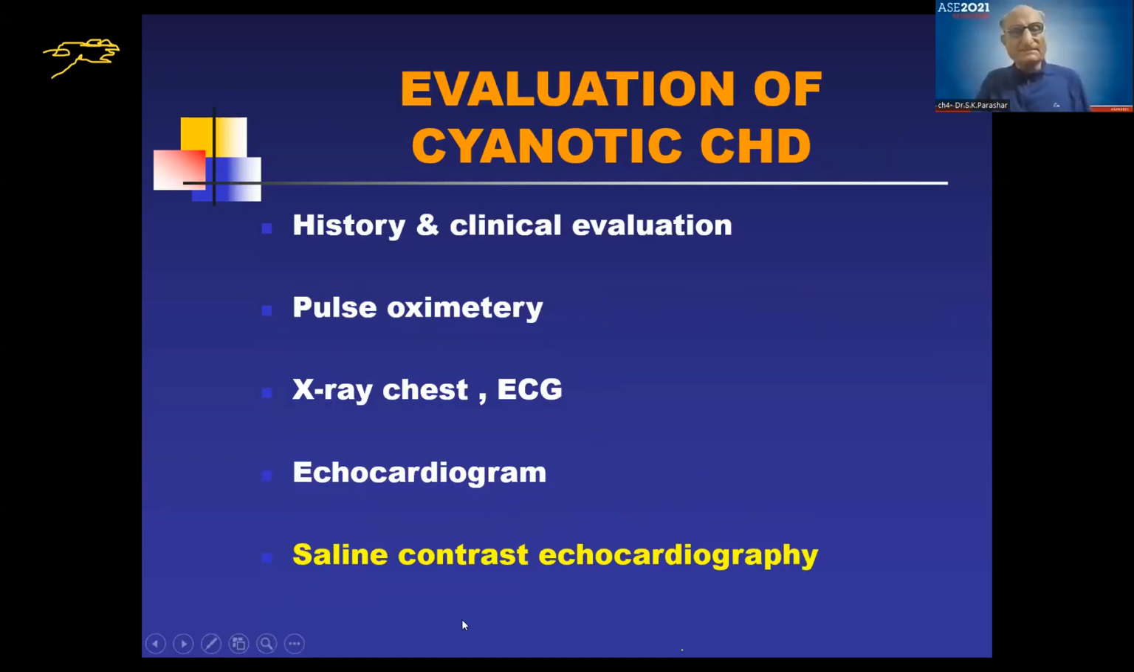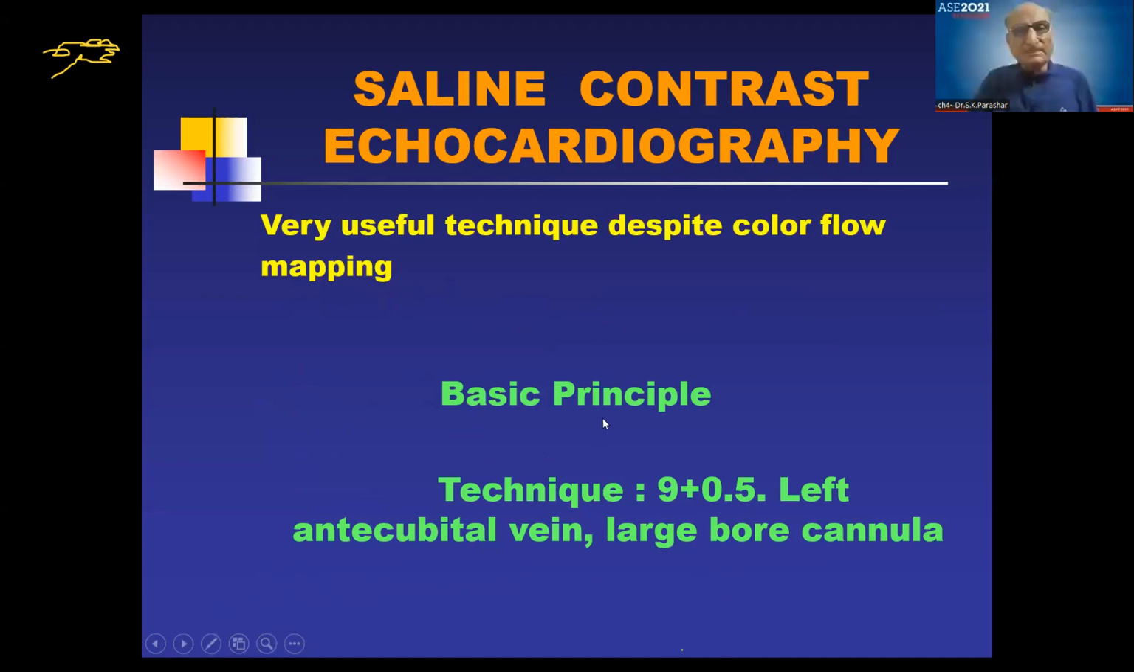And here saline contrast echocardiography, despite the presence of color Doppler, plays a significant role, and we do it quite a bit when we are stuck as to what the correct lesion is. The basic principle is you take ordinary glucose saline, you can even take blood of the patient with a little bit of air, and you inject it through a cannula in the arm, mostly the upper limb. This syringe contains a certain amount of microbubbles.